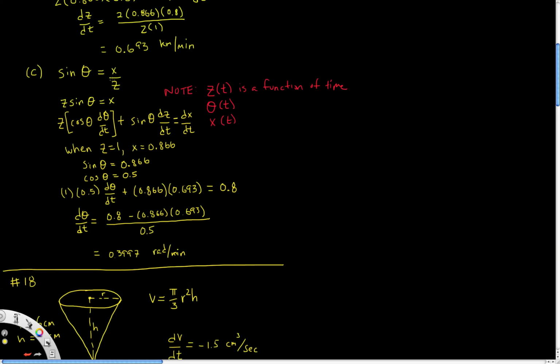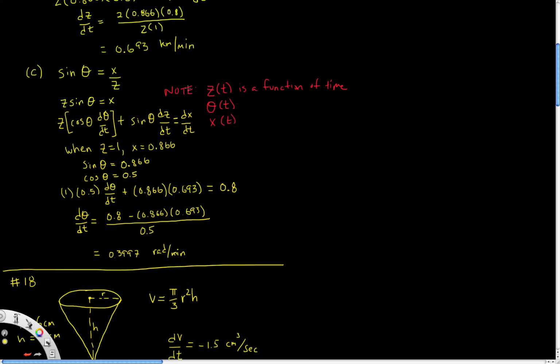Now, what I'm going to have to do is differentiate this with respect to time. And so a little shortcut that I'm taking here is I'm going to multiply both sides by z, which is totally valid, but it's going to avoid me having to do the quotient rule on x and z. And that's just my own personal preference. If you want to do the quotient rule, feel free. But I'm going to move that z over here to the side multiplied by sine theta, so I don't have to deal with the quotient rule.